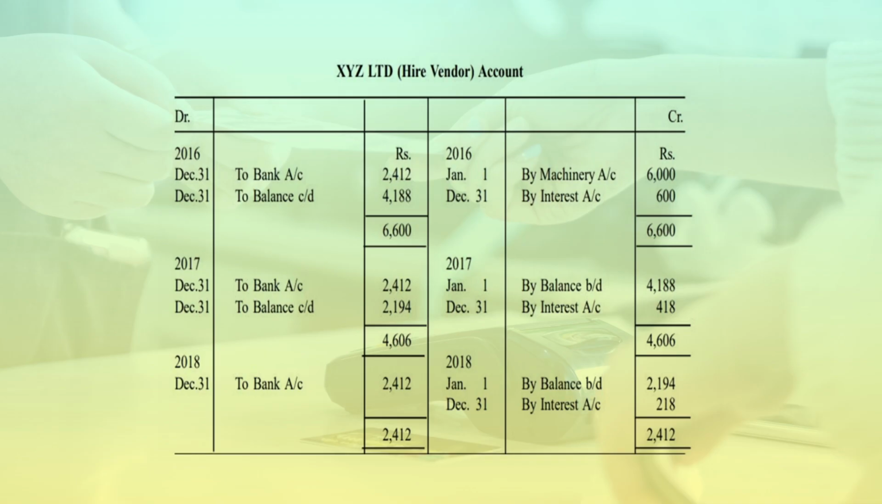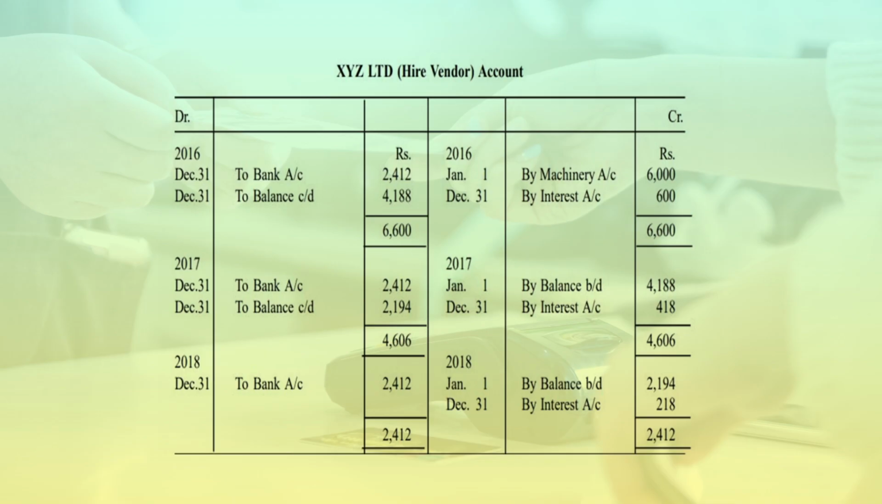The total is 4,606. Here again at the end of the second year we will make the payment of the second installment, to bank 2,412. So, at the end of the second year this is the balance of 2,194. So, the total is 4,606. So, again at the beginning of the third year we will bring down this balance, by balance brought down 2,194, and again by interest at the end of the third year 218.